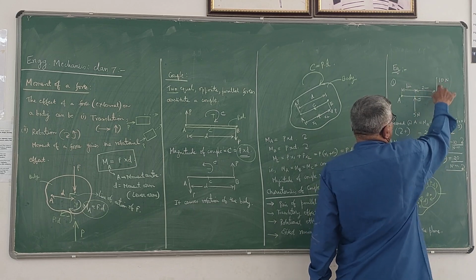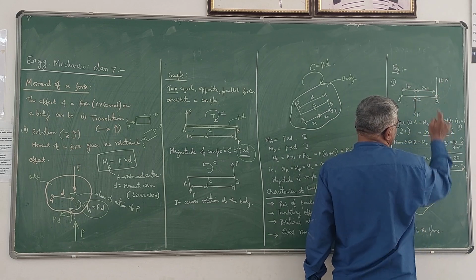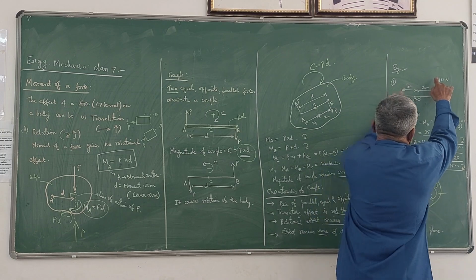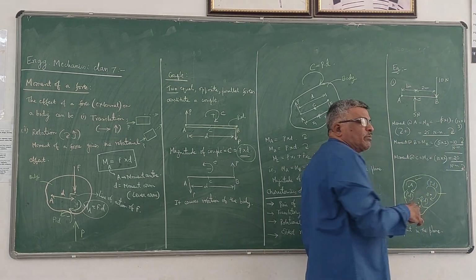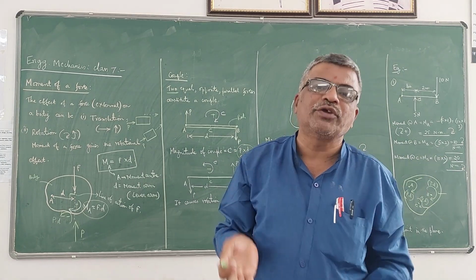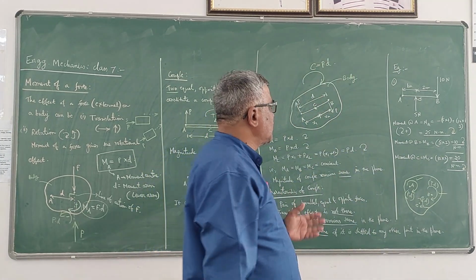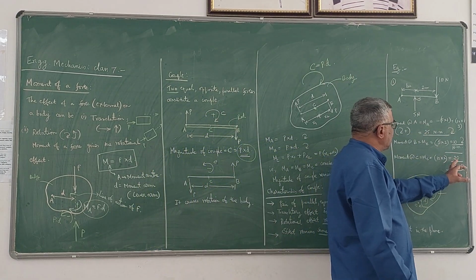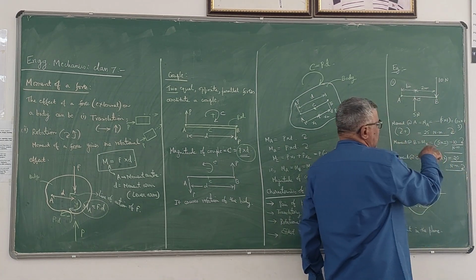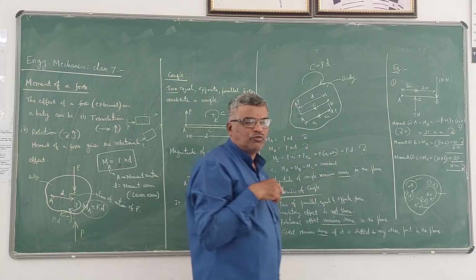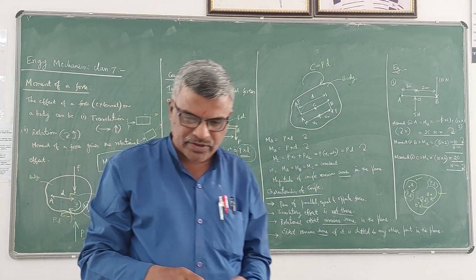Then moment at C, this value at this point. Due to this force, it is 10 into 2, 20, positive, clockwise. Due to this 5 Newton force above the point C, moment is 0 because it is passing through the point C. So therefore, it has got 10 into 2, 20 Newton meter. Once again, it is clockwise. So this is how we can find out the moment of a force at different points.